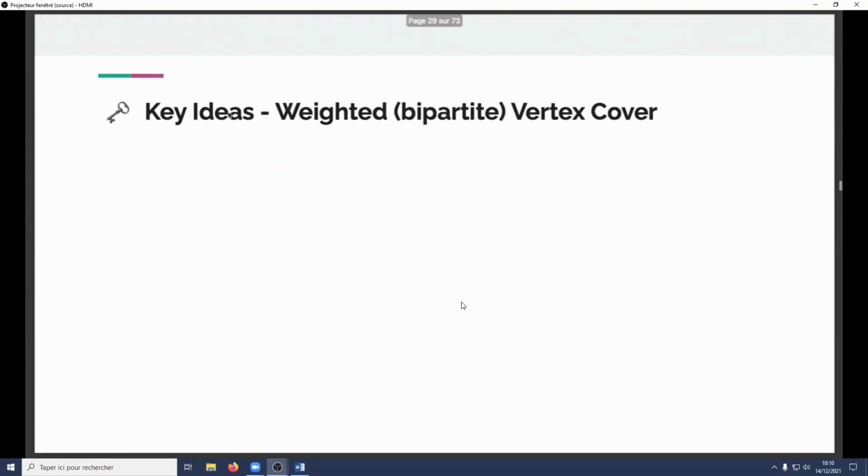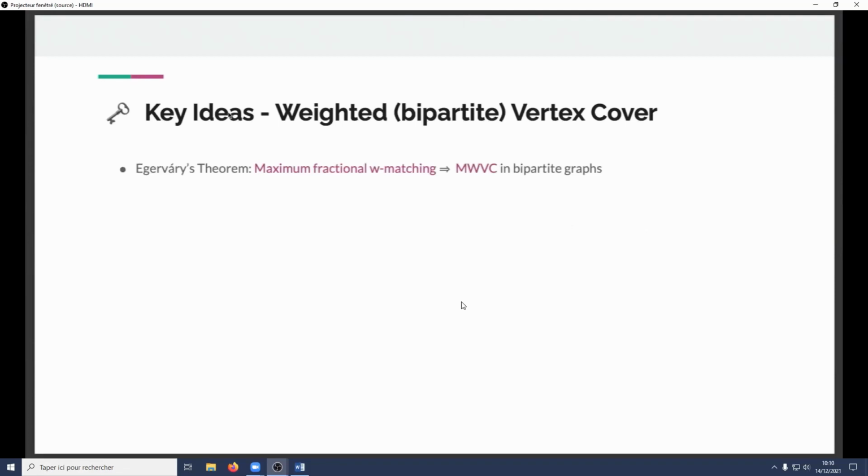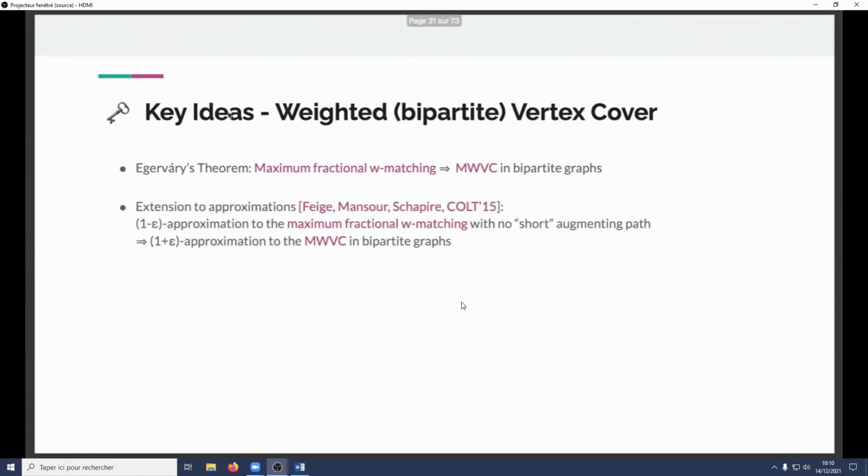Now we have the weighted setting, and the equivalent to Kőnig's theorem is here Egerváry's theorem, where we need this maximum fractional W matching, which I just explained, and we can construct here a minimum weighted vertex cover in bipartite graphs. And also this one can be extended to approximations, so that if you have a 1 minus epsilon approximation to the maximum fractional W matching without short augmenting paths, we can construct a 1 plus epsilon minimum weighted vertex cover.